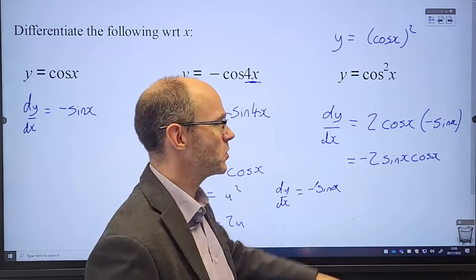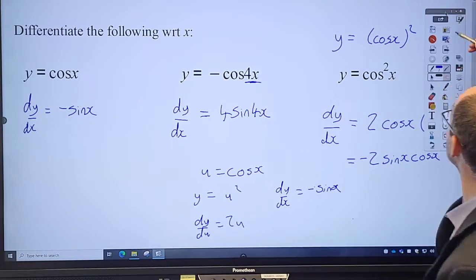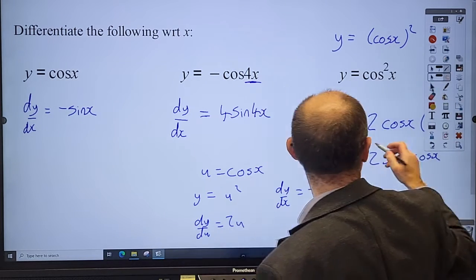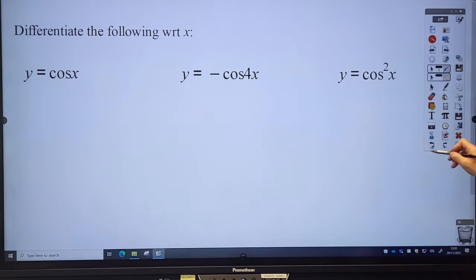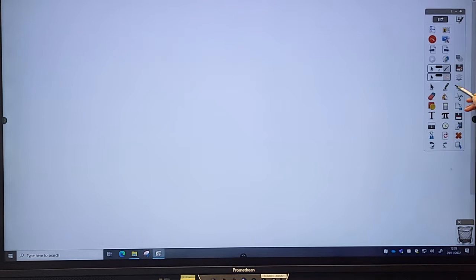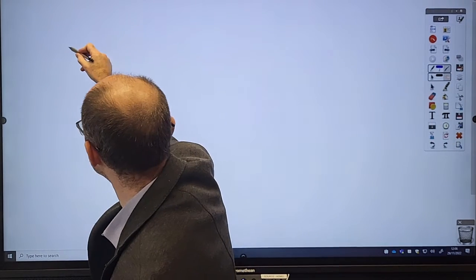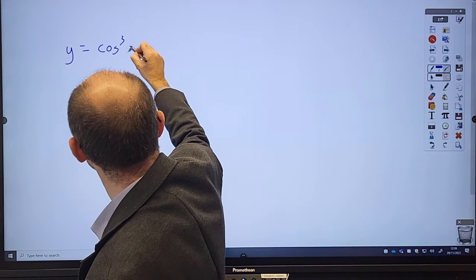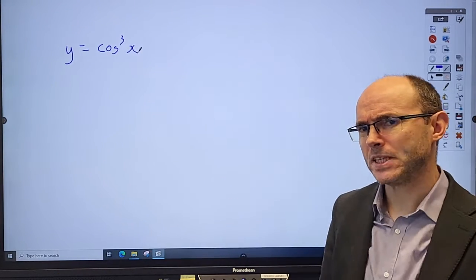Let's just do another one before we actually move on. I'm just going to clear the screen. There we go. Let's just do another one. What about if we have y equals cos cubed x? Maybe just try that one, see it all.